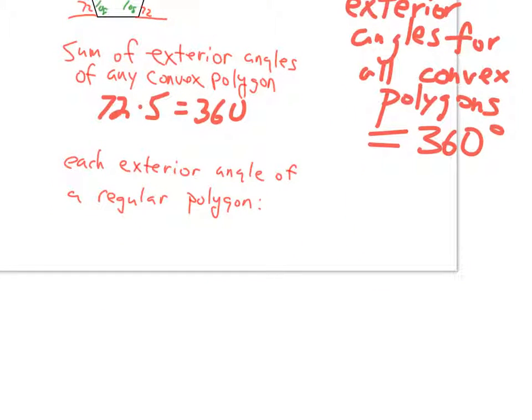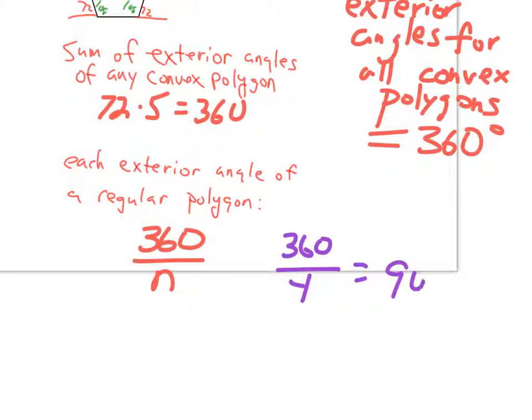Now, if you are talking about a regular polygon, you can find what each exterior angle is. Since you know the sum is 360, the formula is simply 360 divided by n to get what each angle of a regular polygon is. Let's say I was talking about a quadrilateral: 360 divided by 4 is 90. So each exterior angle of a square, for example, that's a regular quadrilateral, is 90 degrees. That's just one example. So let's look at some problem solving now.